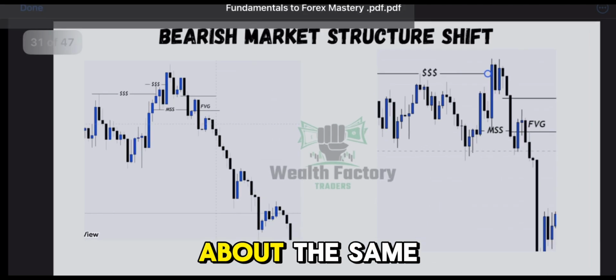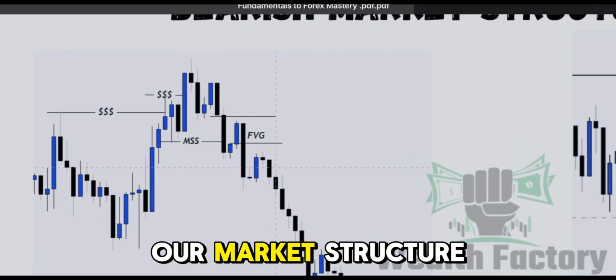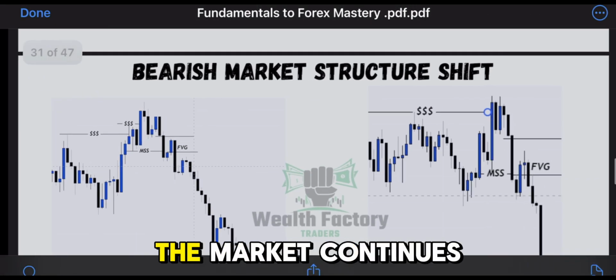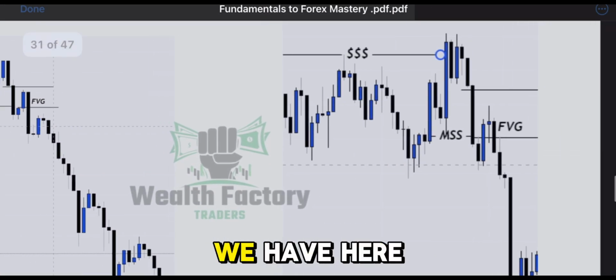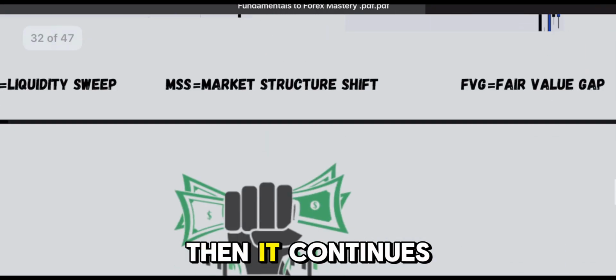We are literally talking about the same thing where we have a liquidity sweep. We are trading higher with our market structure shift, and the market traces into a fair value gap before the market continues to drop. Same thing that we have here: market structure shift, the market trades into a fair value gap, then it continues to drop.